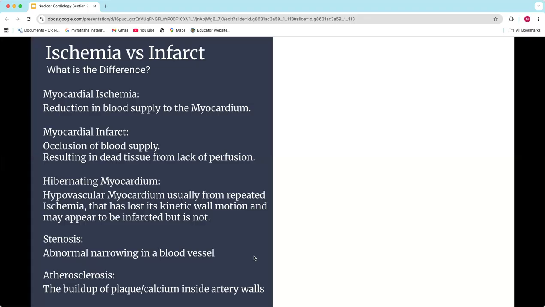And then atherosclerosis is the actual buildup of calcium and plaque inside the artery walls. So atherosclerosis is what you think of when we think of heart disease. Those terms can be confusing, and sometimes they're used interchangeably, even though they're not completely interchangeable. But if you're talking about coronary artery disease and you say this vessel is stenotic or has stenosis, you're implying that it's from atherosclerosis. So I just wanted to make that definition.